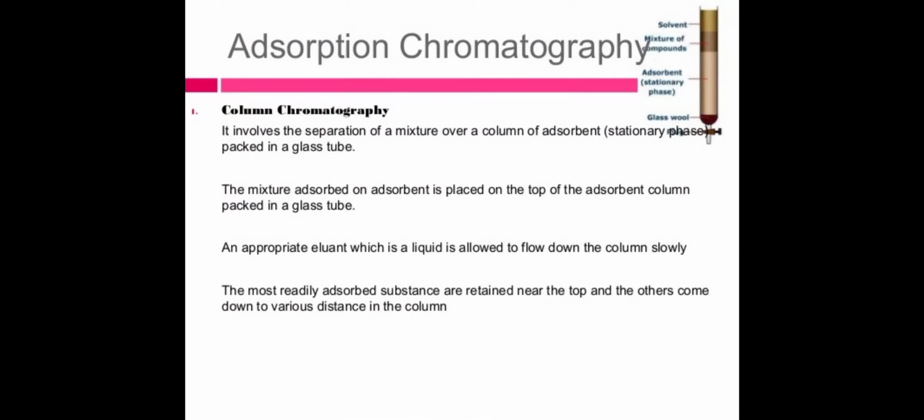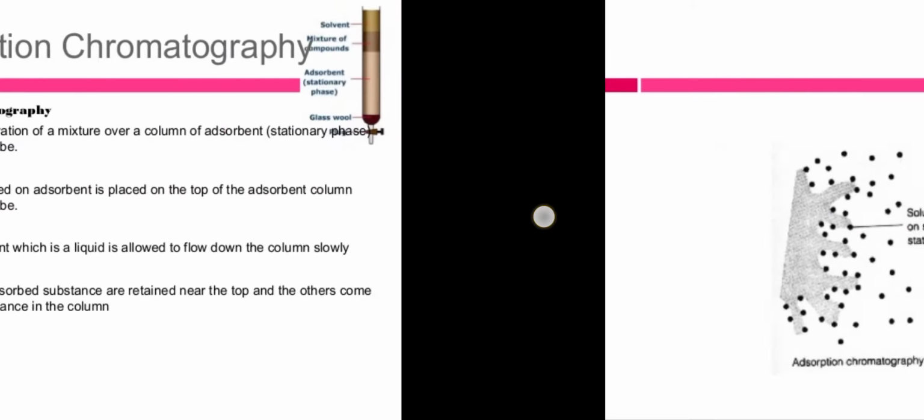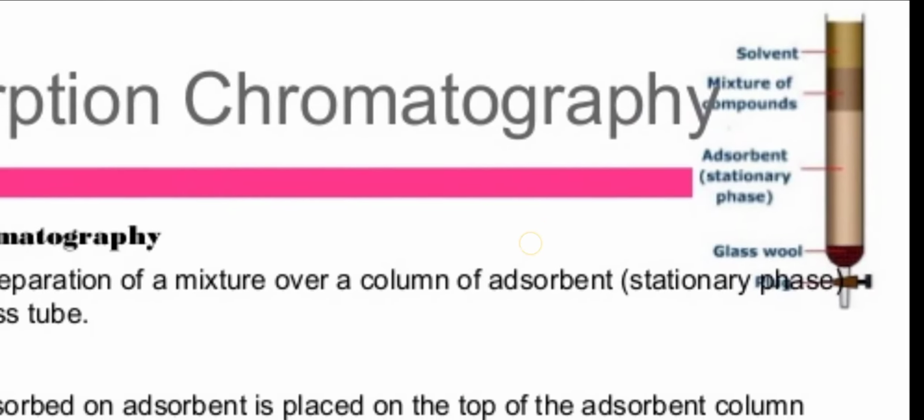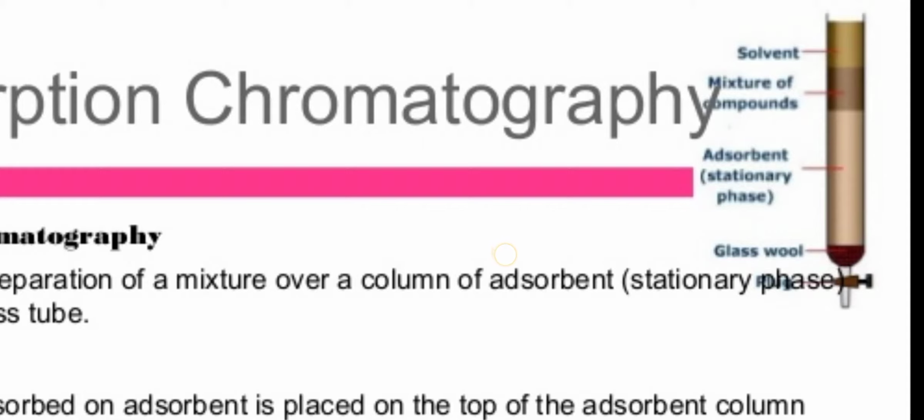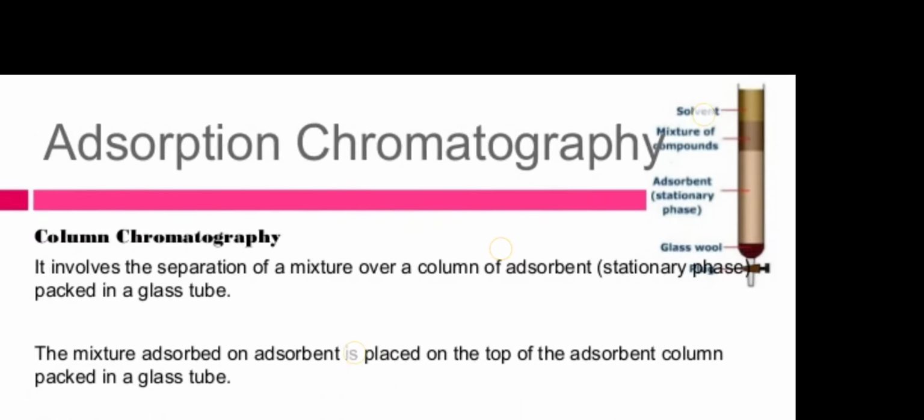Now, as we have seen this figure in our first lecture also, this is the column, the solvent is there, then the mixture of components is there, that is the sample, and the adsorbent, that is the stationary phase. This is the glass wool to protect the stationary phase from being wiped out by the force of the mobile phase. This solvent is the mobile phase. So we have seen this.